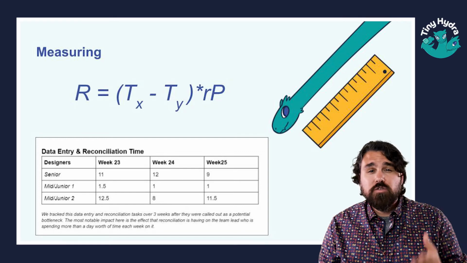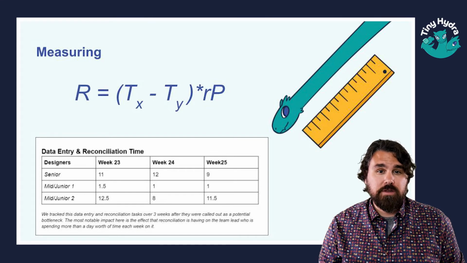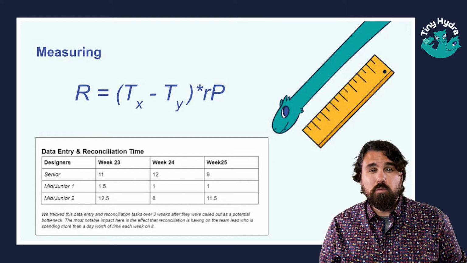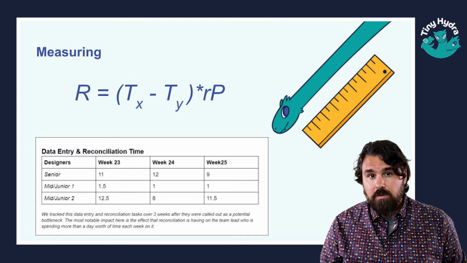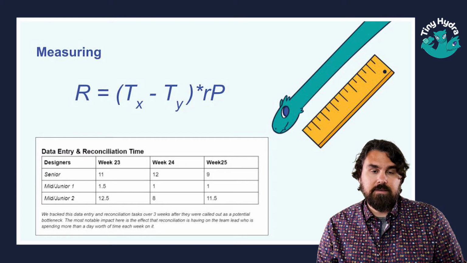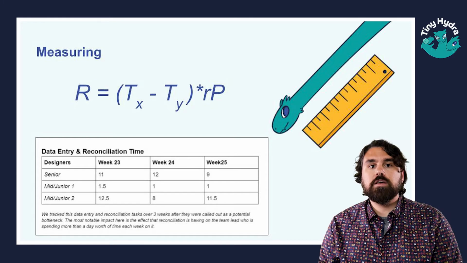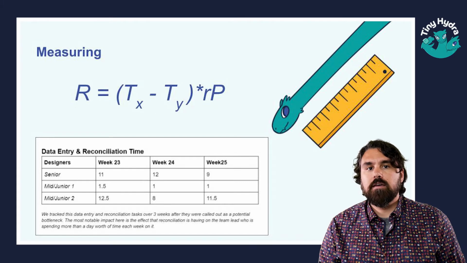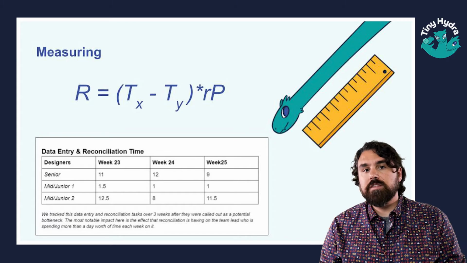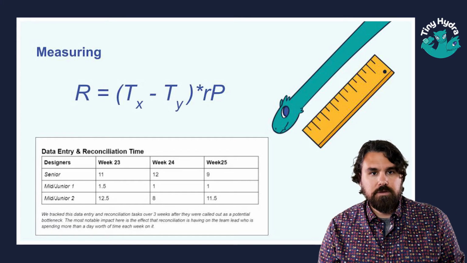It's a pretty straightforward equation to do before and after building a tools project. R equals T sub X minus T sub Y times little r times P. Or return is equal to the difference in time spent on a task in hours times the average rate you're paying the people doing the task times the periodicity of the task. How many times your team is performing this task during the game's production.